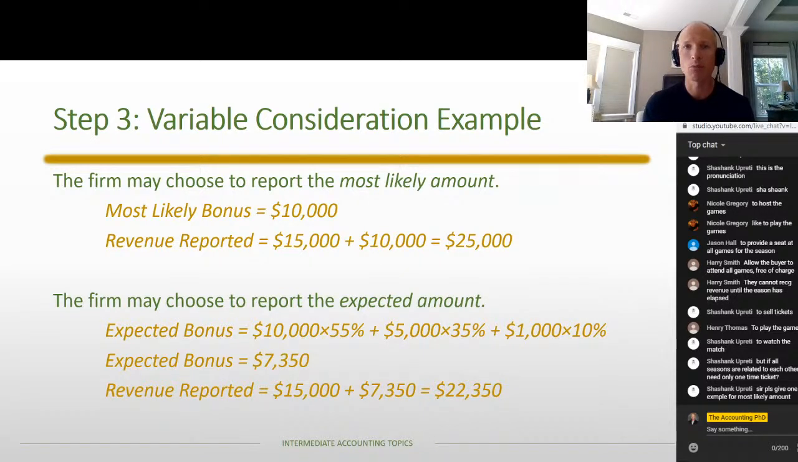$22,350 probably would have been the more conservative approach, and I tend to be a little bit conservative when I'm applying accounting principles, and so I probably would have gone with that. But I want you to understand, both are acceptable. Both would be acceptable under US GAAP and under IFRS.